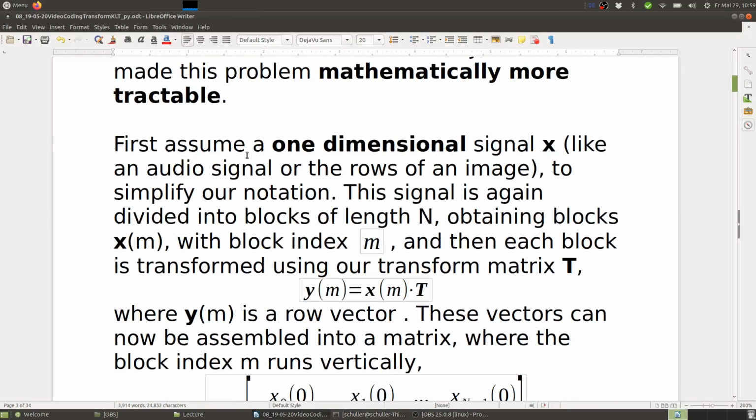Yeah, first assume a one-dimensional signal x, like an audio signal or the rows of an image, to simplify our notation. This signal is again divided into blocks of length n, obtaining blocks bold x of m with a block index m, and then each block is transformed using our transform matrix T. So again, here I also took this simplification approach. Instead of dealing with two-dimensional signals right away, I'm taking the simpler case of one-dimensional signals first. Right.